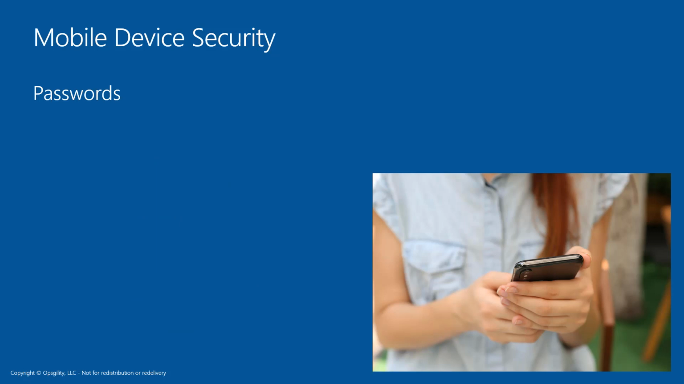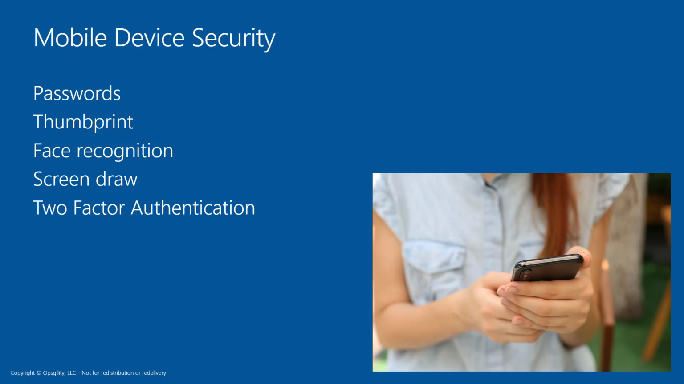One would be a thumbprint to unlock the phone. This has been found to not be the best security, so you could tie it with a password. You can do the same with facial recognition, which by itself is not that great and has been known to be vulnerable. Screen draw allows you to draw a pattern. With screen lockout, this could be very effective. You can also add the need for a key fob or other device to add two-factor authentication to the phone.